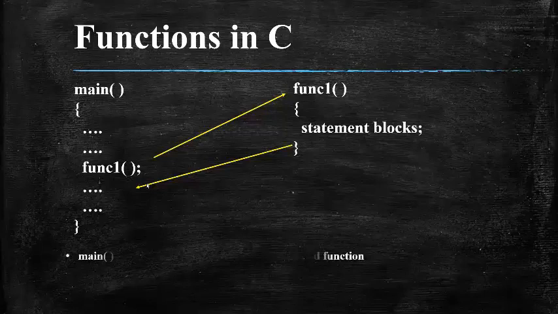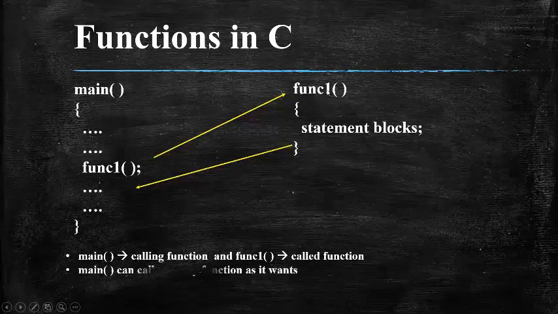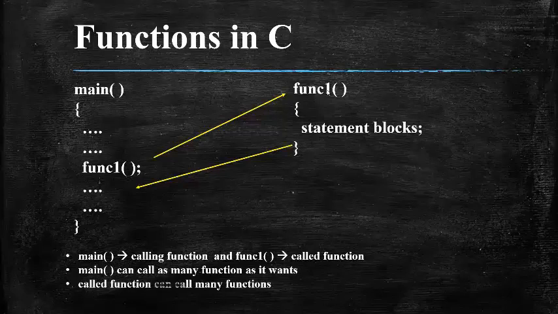The function main is termed the calling function, and function 1 is called the called function here. Always remember, the main function can call as many functions as it wants, and the called function can also call many functions inside it. For example, this statement block can have a certain set of function calls, let's say function 2 and function 3 are called from function 1. So the called function can also call many functions.